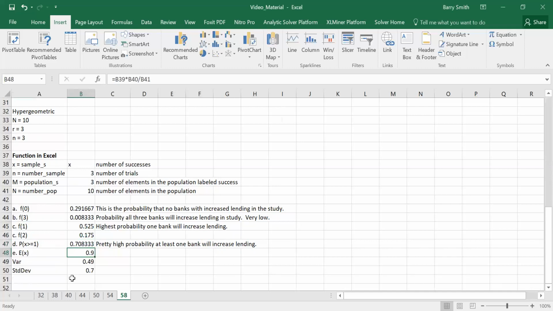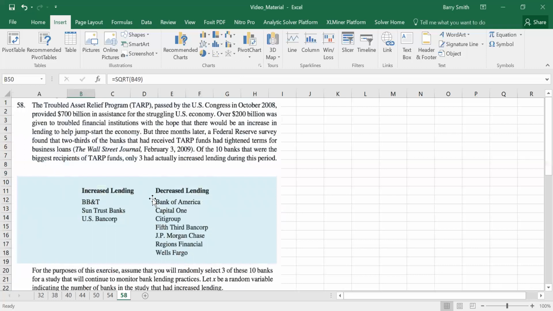Now, expected value. All right, so here we have to kind of remember what the values are. So it's going to be our n times our R divided by our capital N. Okay, and so if we plug all those values in, we get 0.9. Now this one, we have to plug in more values, and again, these values are straight from our book, but we end up with 0.49 for the variance, and for the standard deviation, we just take the square root of that variance and we get 0.7. So hopefully all these will help you do the binomial distribution, the Poisson distribution, and the hypergeometric distributions.